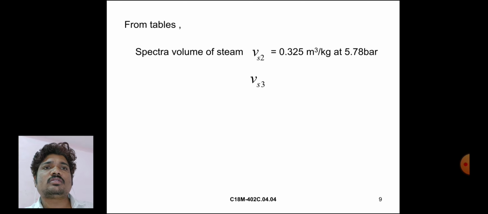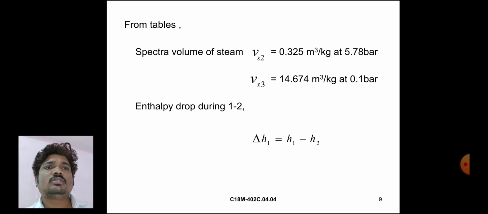From tables, specific volume of steam VS2. VS2 is the specific volume of steam at the throat, 0.325 meter cube per kg at 5.78 bar. VS3 is 14.674 meter cube.